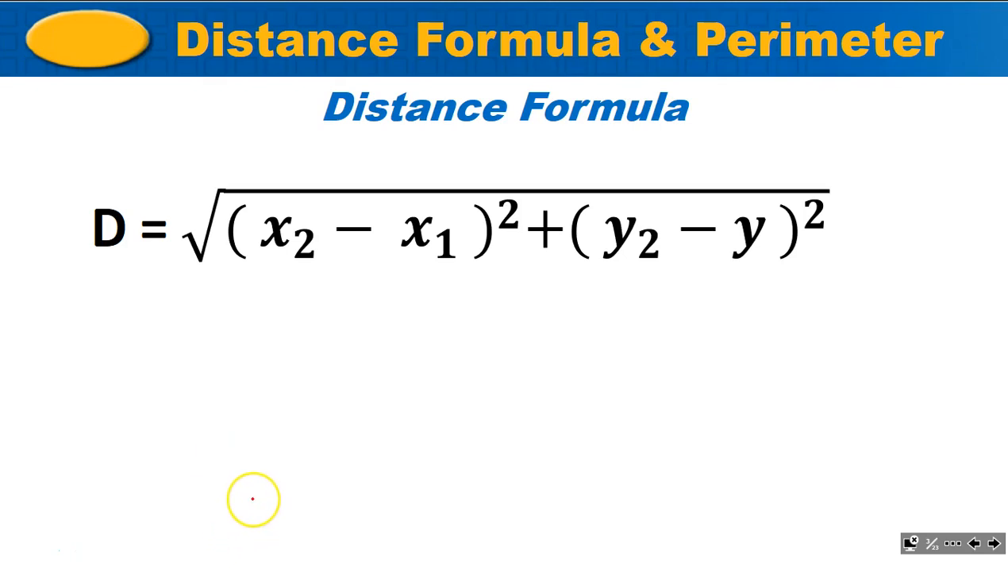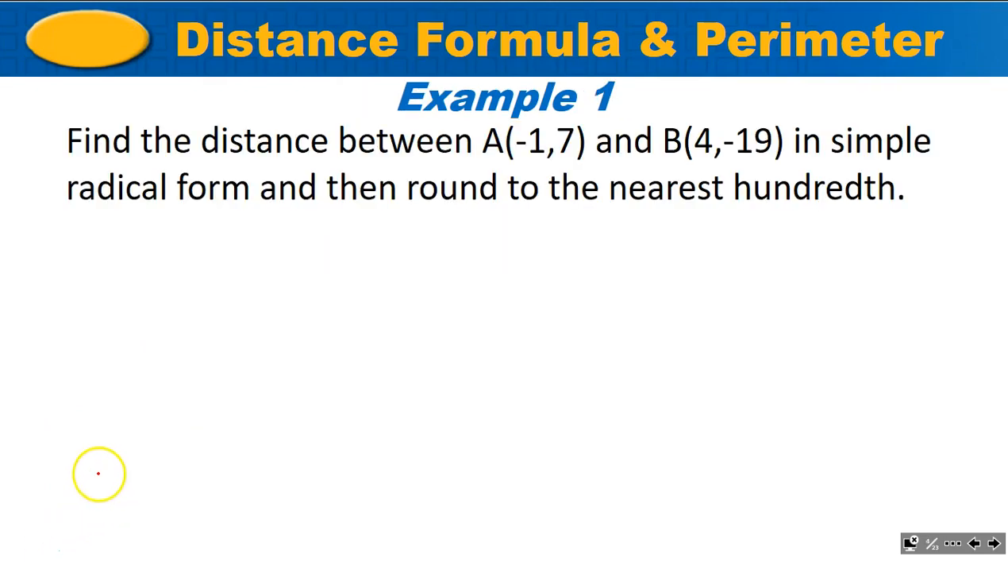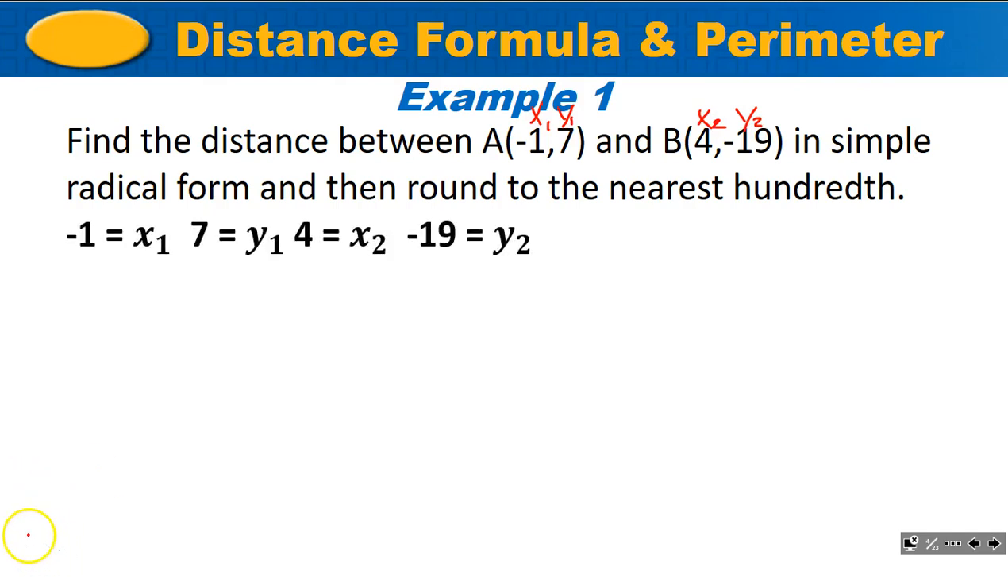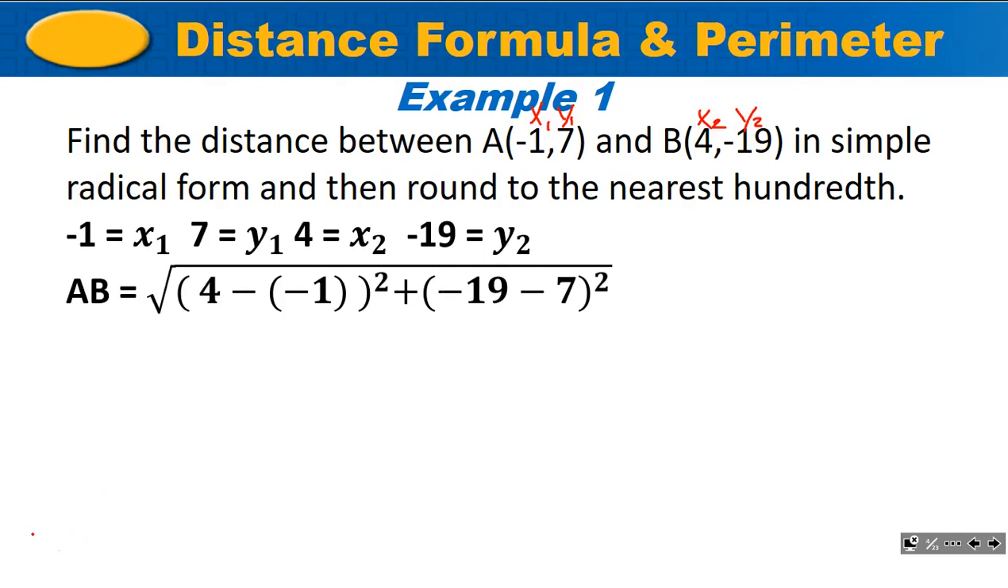We have 2 points, and one of our points will be x1, y1. There should be a 1 right here, and the other one should be x2, y2. So first it asks us to find the distance between A, which is -1, 7, and B, 4, -19. So I'd like to label these x1, y1, and then plug them into the formula. So when I do that, I plug in 4, which is my x2, and -1, which is my x1.